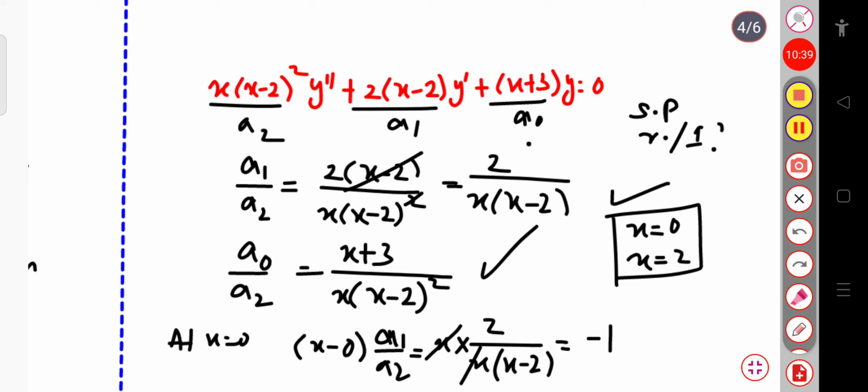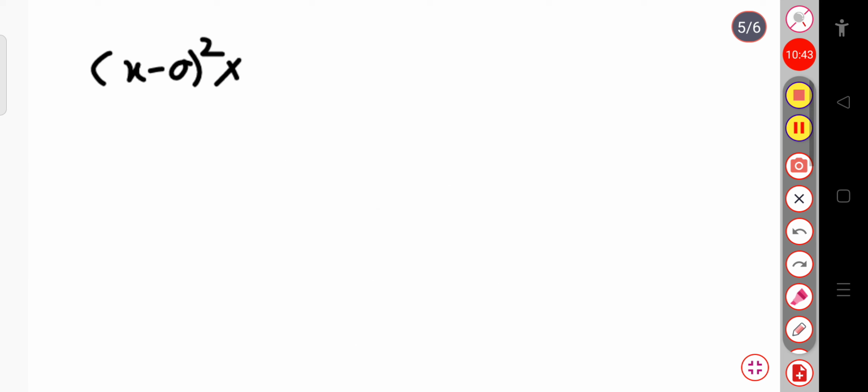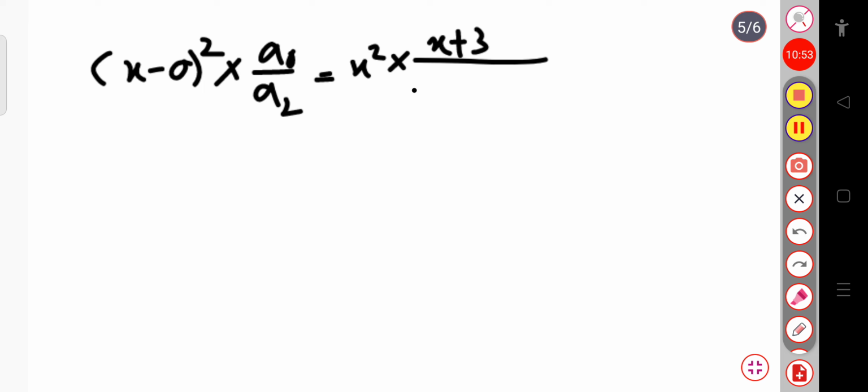Now let me write here. Suppose that at x equal to 0 we are also calculating x plus 3 divided by x into (x minus 2) whole square, that is a0 by a2. So I can write a0 by a2 is equal to x square into (x plus 3) divided by x into (x minus 2) whole square.